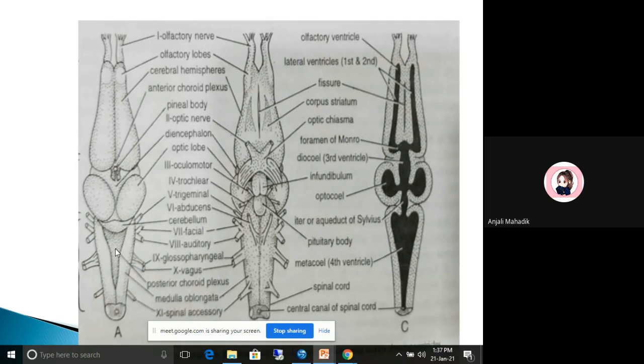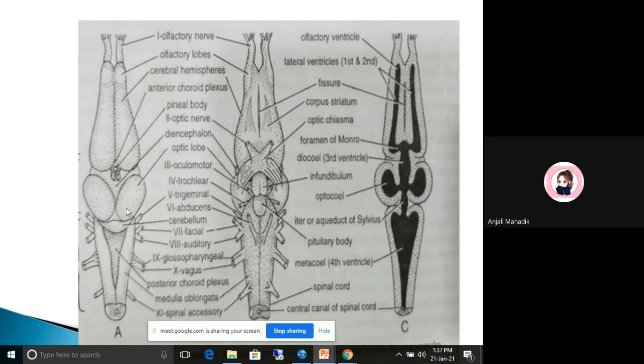This is the posterior choroid plexus. On the roof of the medulla oblongata, it is called the posterior choroid plexus, and it produces cerebrospinal fluid. The anterior choroid plexus is on the roof of the diencephalon. These two choroid plexuses produce cerebrospinal fluid.